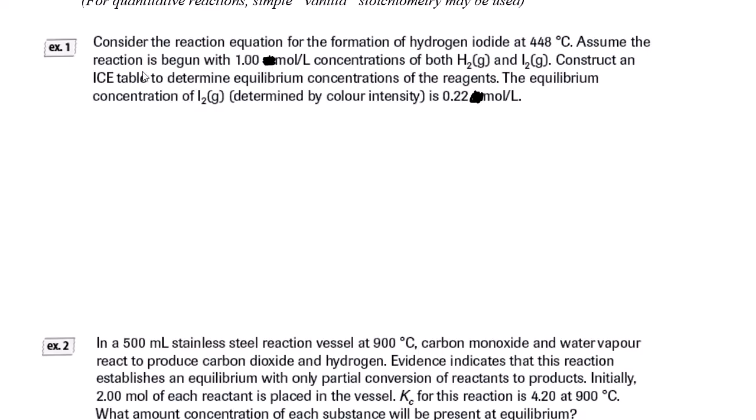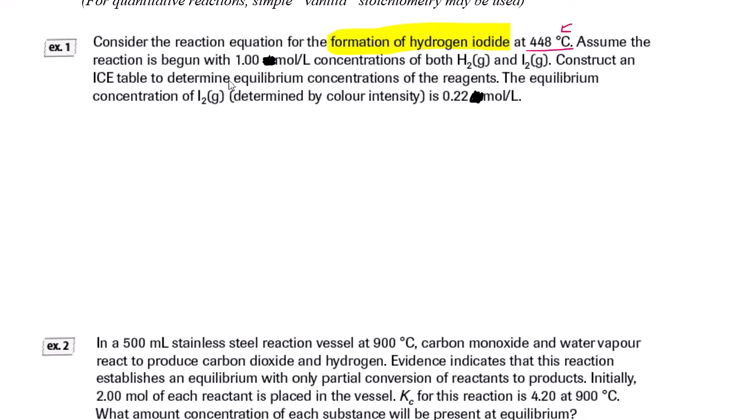So how do I make an ice table? Let's take a look at this example. Consider the reaction equation for the formation of hydrogen iodide at 448 degrees Celsius. Now, you'll typically be given a temperature not because you have to do anything with it, but because if the temperature changes partway through the reaction, then the equilibrium position will also change and the math won't work.